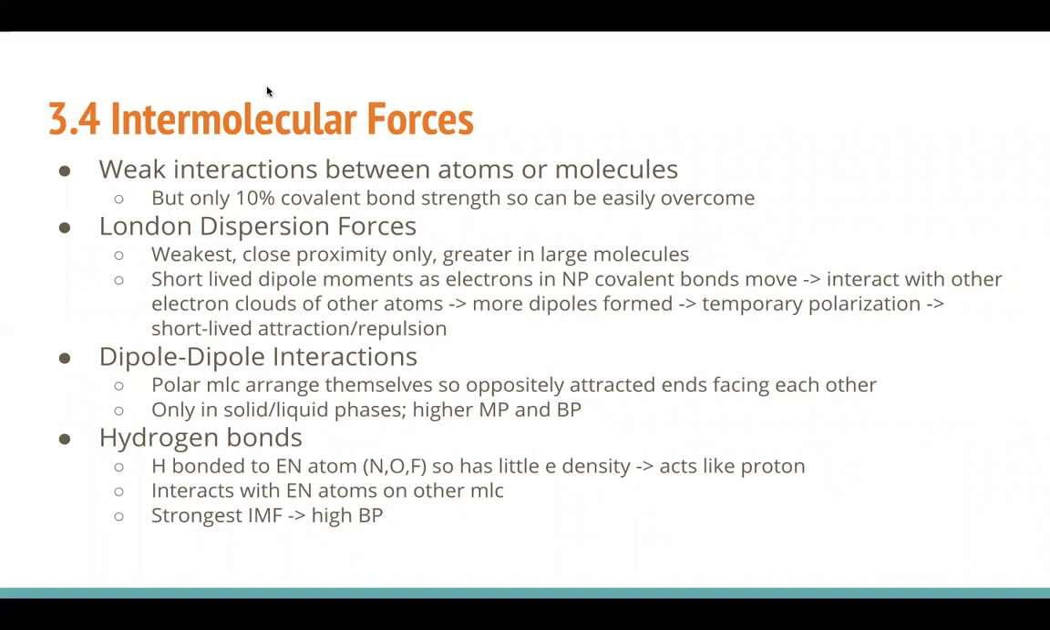Conceptually, a hydrogen bond is when a hydrogen is bonded to an electronegative atom, and it's these three: nitrogen, oxygen, or fluorine. These atoms are so electronegative that they steal all of the electron density away from hydrogen, and so hydrogen basically acts like a proton. Because it has no electron density, it's super attractive to electronegative atoms on other molecules. This is the strongest intermolecular force, and it's the reason why molecules that have hydrogen bonds have a high boiling point.